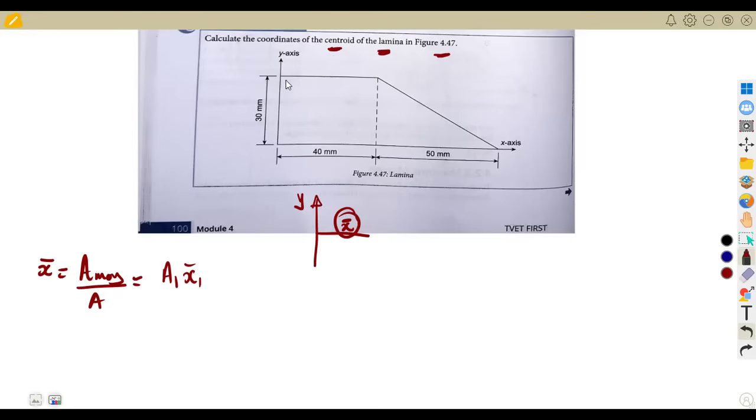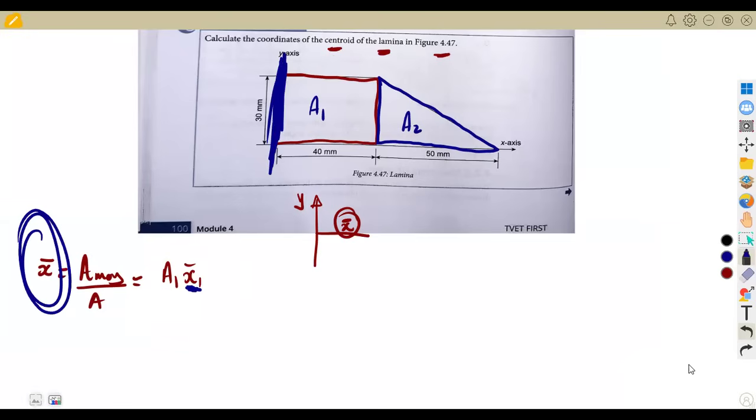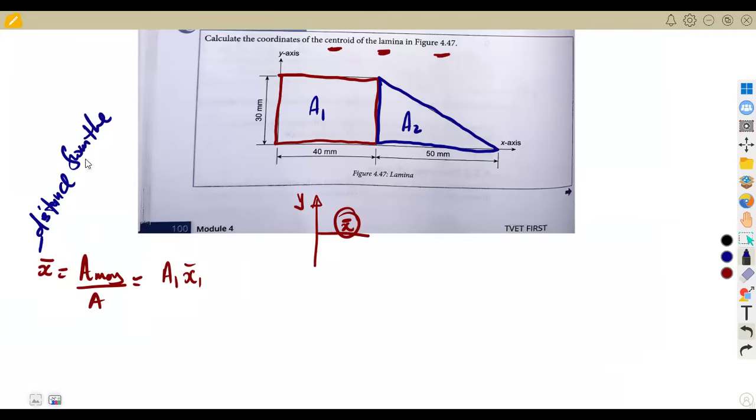Each section, like in this case, there are two areas that you're going to consider. You're going to have a rectangle here, and a triangle. So there are two shapes there, and we're going to have area 1 and area 2. So this area 1 must be considered with the distance that we take from the y-axis. This is the distance from the y-axis.